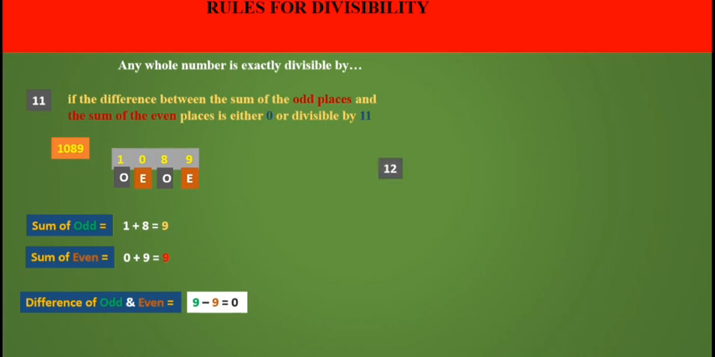And finally, 12. For a number to be divisible by 12, the number must also be divisible by both 3 and 4. So that will be all for divisibility rules.